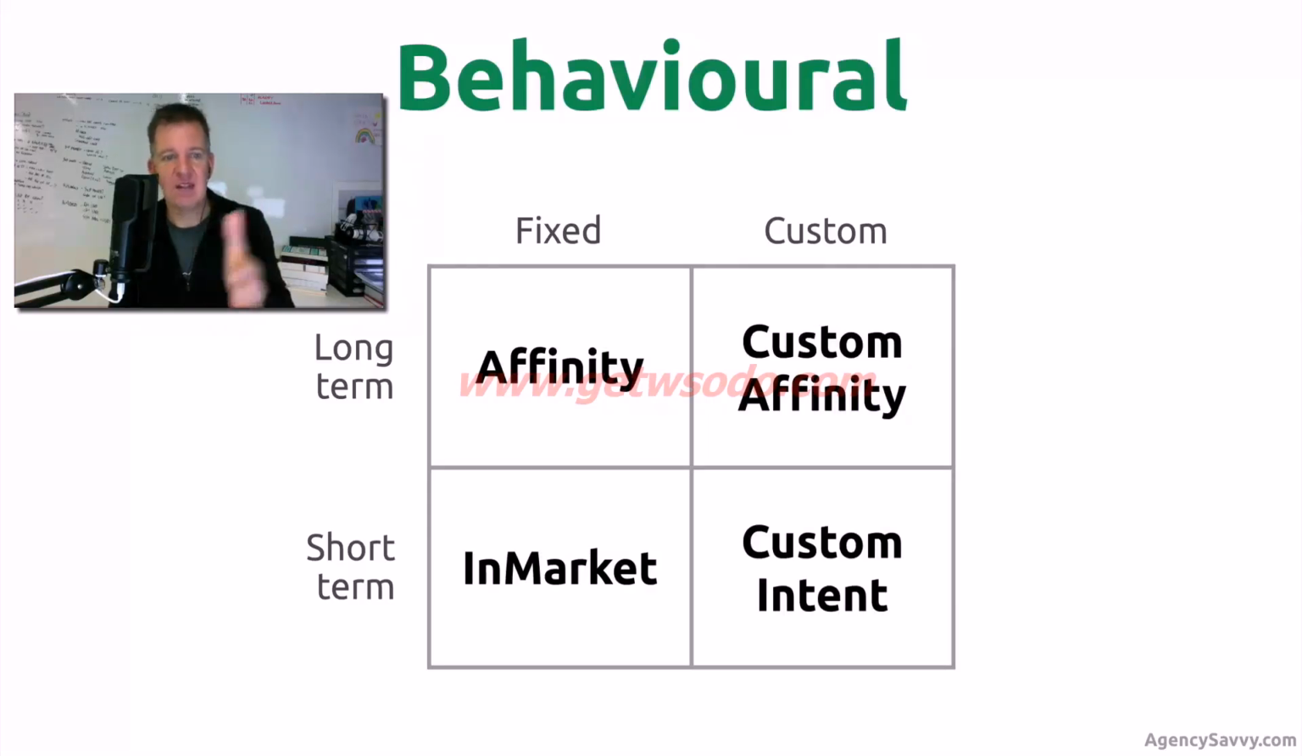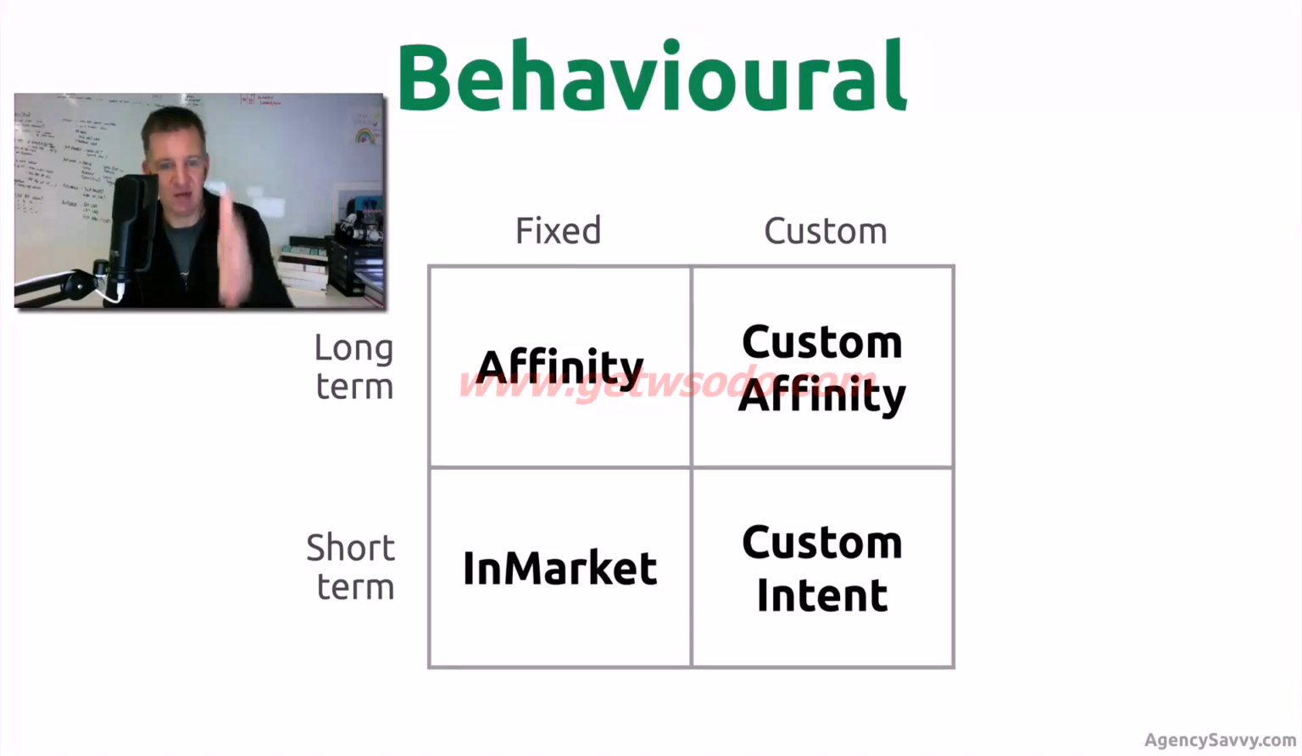So the fixed long-term one is called affinity. This is very similar to how TV advertising has been bought and sold for decades. People that are interested for a long period of time in a particular area. That might be basketball or the outdoors or parenting or investing. So they have this wide-ranging interest.